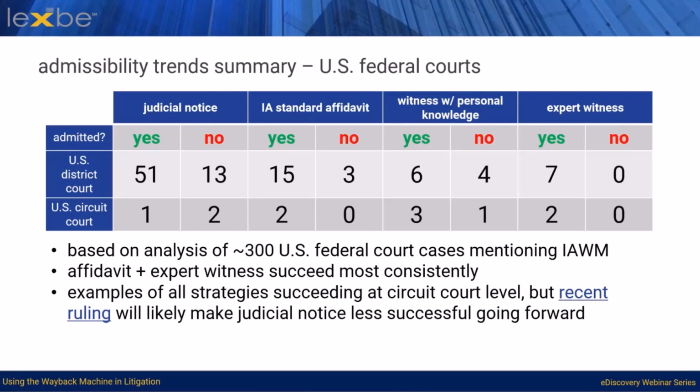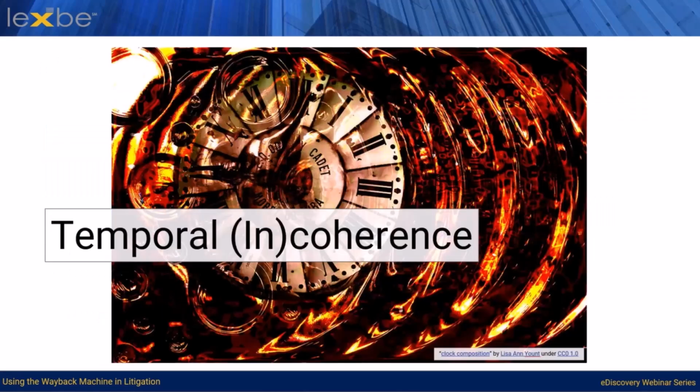The record of all strategies at the circuit court level is much more sparse, though the few cases have generally demonstrated at least openness to all strategies. A notable exception is the previously discussed Fifth Circuit case, which is likely to have an adverse effect on the success of judicial notice going forward.